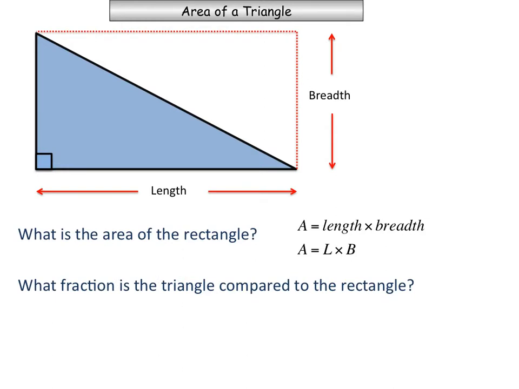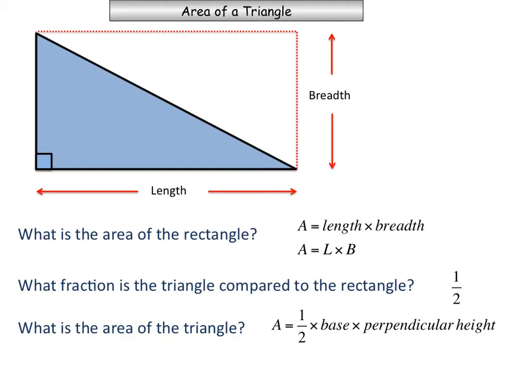Now what fraction is that triangle in comparison to our rectangle? Good, it's a half. Now what is the area of that triangle? Excellent, a half times the area of that rectangle. And we can call it area equals a half times the length times the breadth, or if we look at the base of the triangle and the height of the triangle, the perpendicular height, the area is a half times base times height.